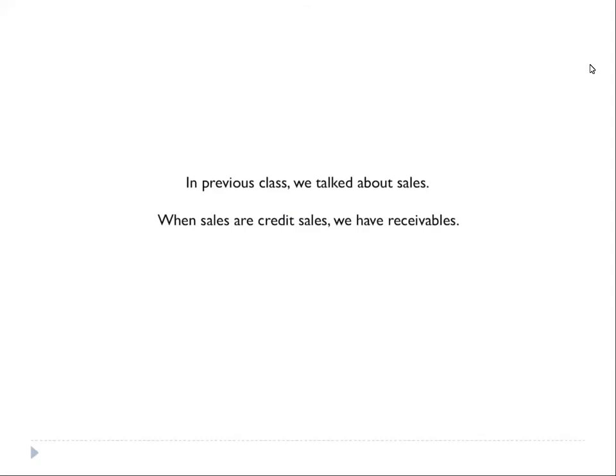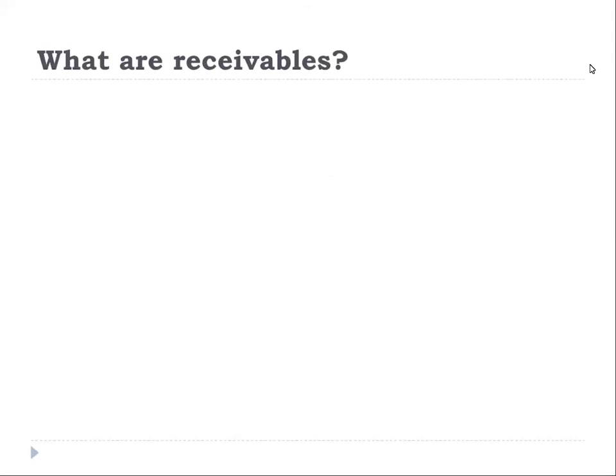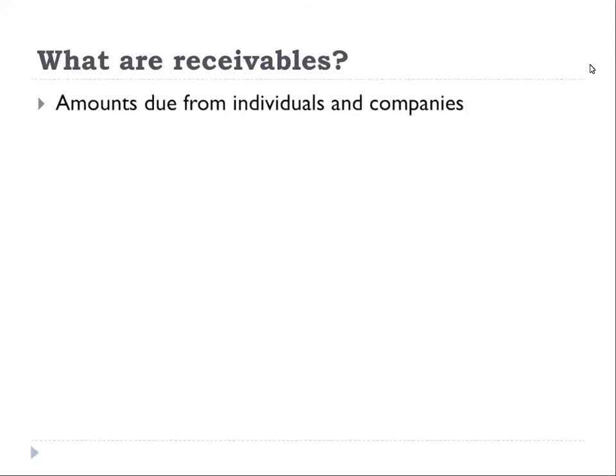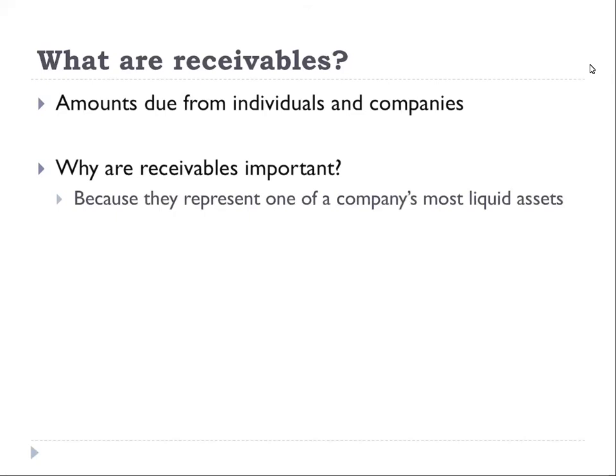And when sales are credit sales, we have receivables. So what are receivables? The definition of a receivable is very simple. Those are amounts due from individuals and companies. So basically, those are amounts due. And why are receivables important? Receivables are important because they represent one of the biggest, most liquid assets of the firm.